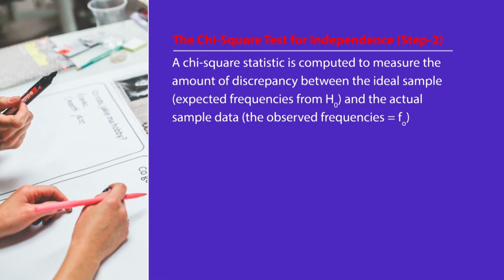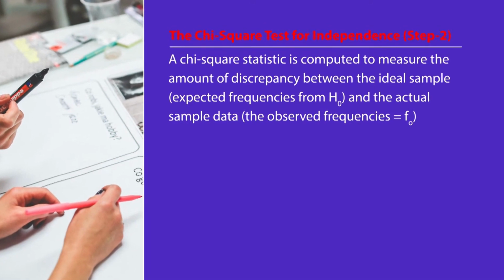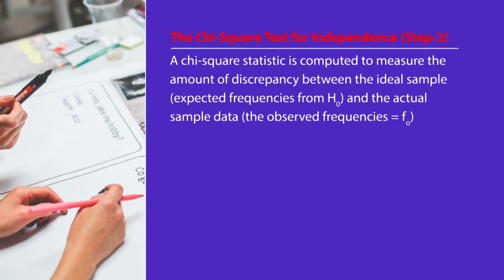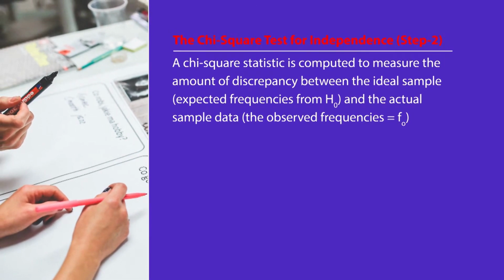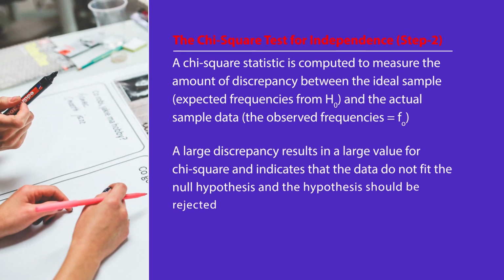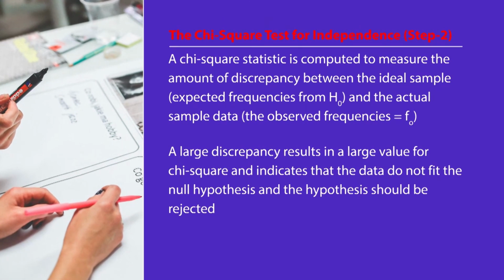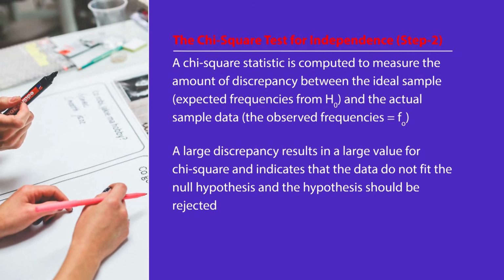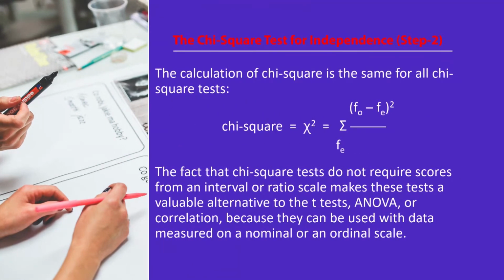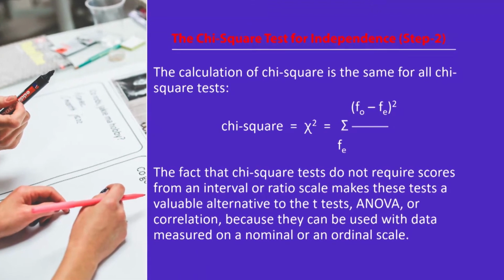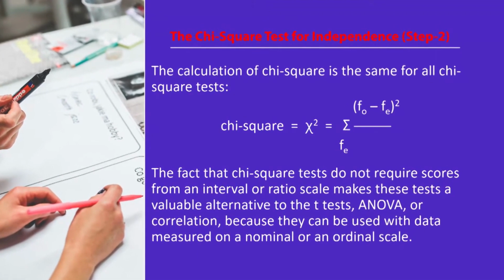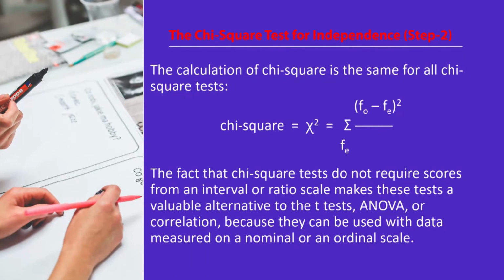So for the chi-square test for independence, in step 2, a chi-square statistic is computed to measure the amount of discrepancy between the ideal sample, the expected frequency from the null hypothesis, and the actual sample data. The observed frequency is Fo. A large discrepancy results in a large value for chi-square, which indicates that the data do not fit the null hypothesis and the hypothesis should be rejected. The calculation of chi-square is the same for all chi-square tests: chi-square equals the sum of (Fo minus Fe) squared divided by Fe.